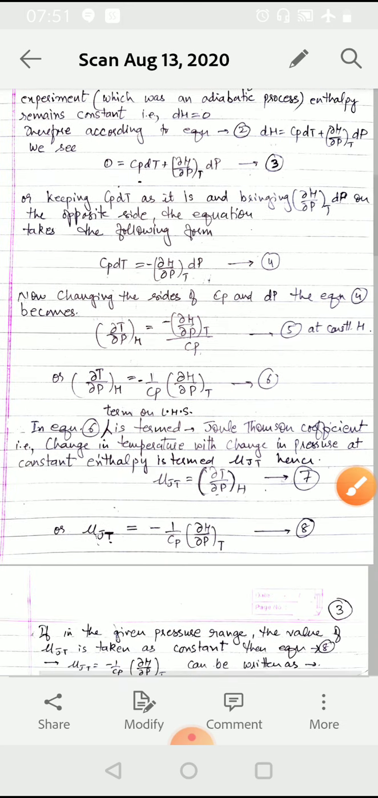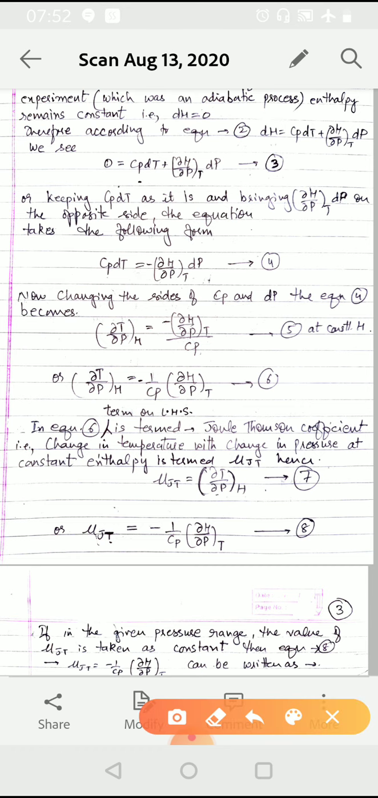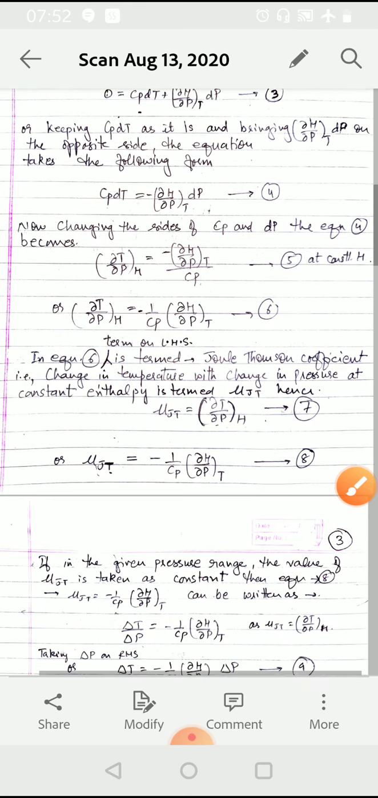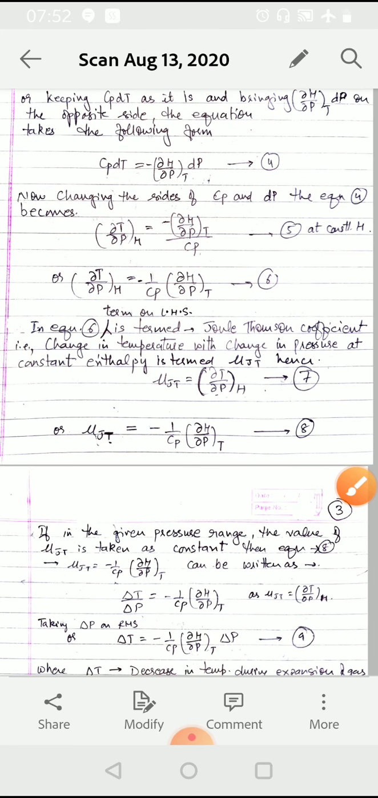Equation 6 has this term on the left hand side. This is termed the Joule-Thomson coefficient, that is, the change in temperature with pressure at constant enthalpy is called the Joule-Thomson coefficient and its symbol is μJT. So this equation 6 can be rewritten as μJT = -(1/Cp)(∂H/∂P)T.